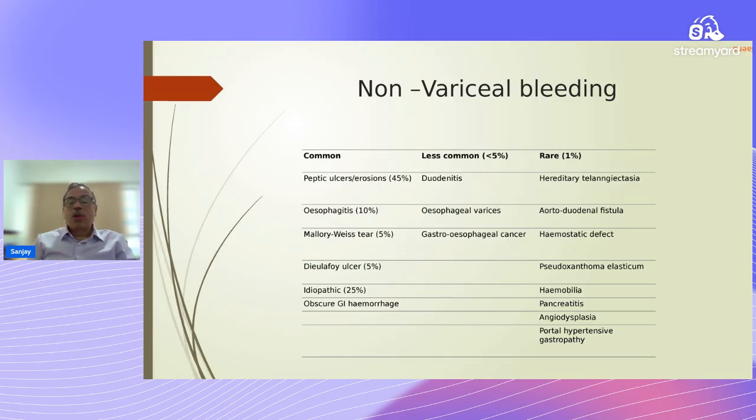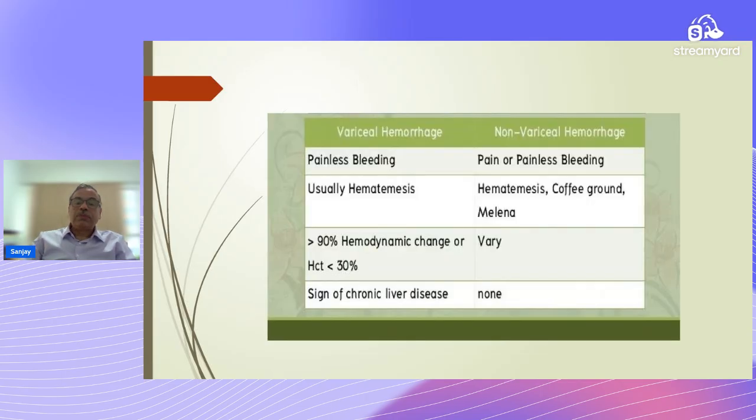The less common causes, which account for less than 5%, are duodenitis, which we have already seen, and gastroesophageal cancer, carcinoma, which can also be one of the causes, but less than 1%. And very rare causes of non-variceal hemorrhage would be certain congenital conditions like hereditary telangiectasias, or aortoduodenal fistulas, or pancreatitis, or some angiodysplasias, though it is more common in the small bowel.